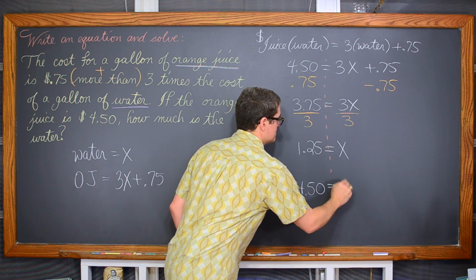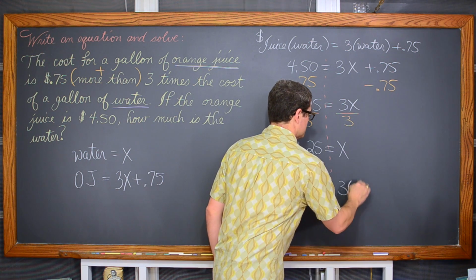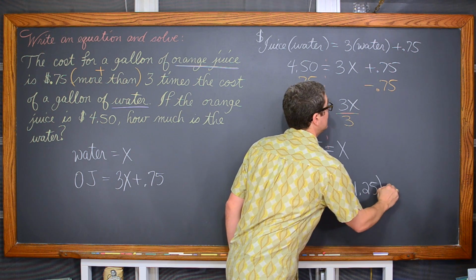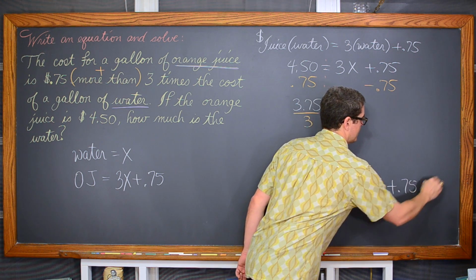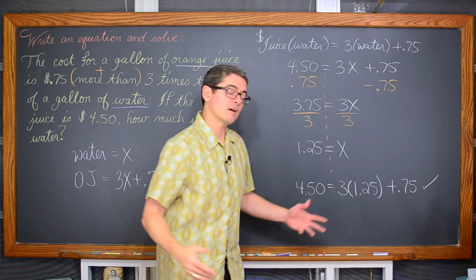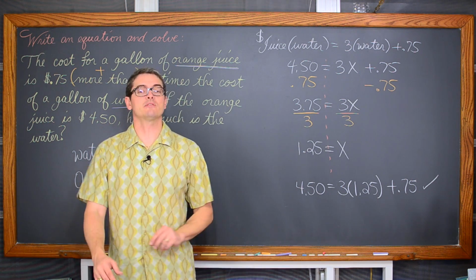And if you want to check your work, you make sure that 4.50 is indeed equal to 3 times 1.25 plus 0.75, and that will check out. I know the video is getting kind of long, so that is going to check out. That is the end of our last example.